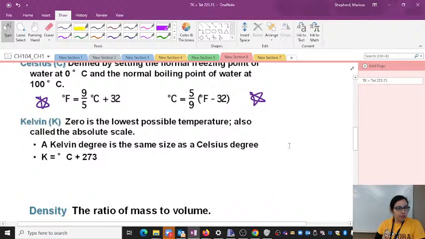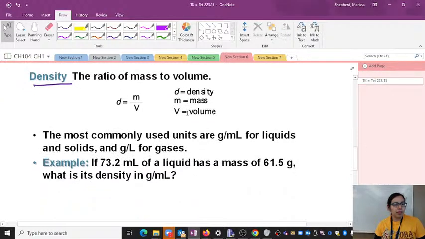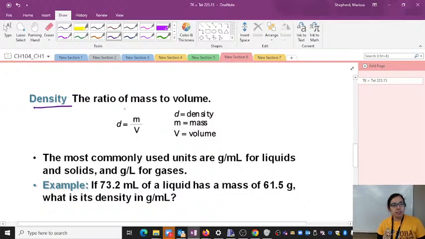So fairly simple there. All right, let's look at density. This is some more math, and we have this formula. Density is just a ratio of mass to volume.